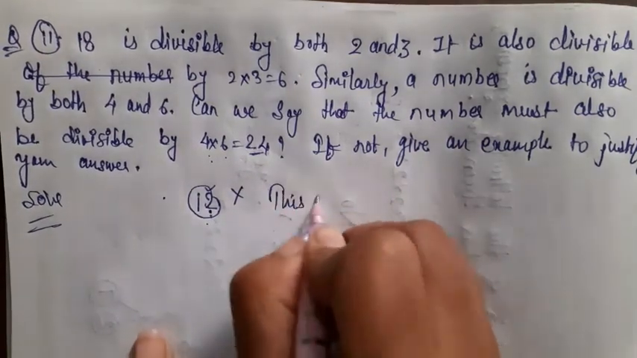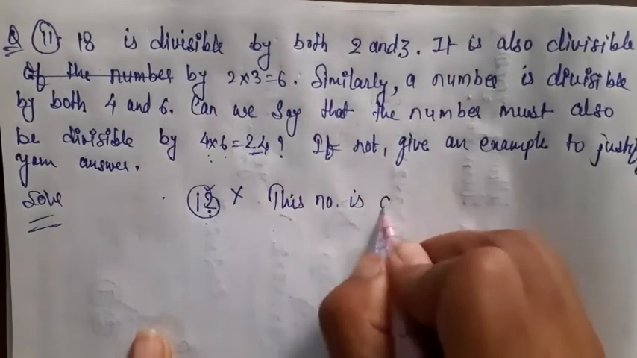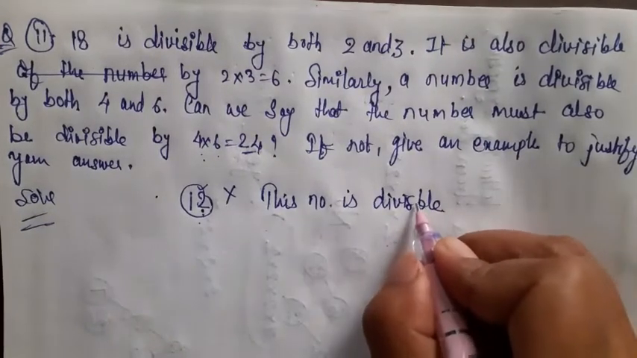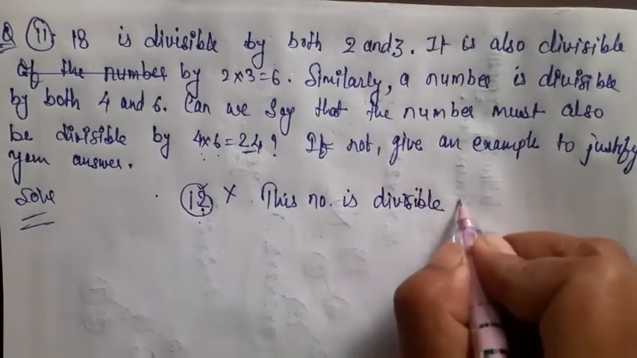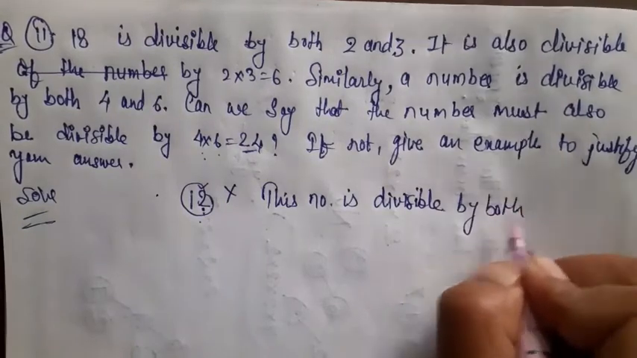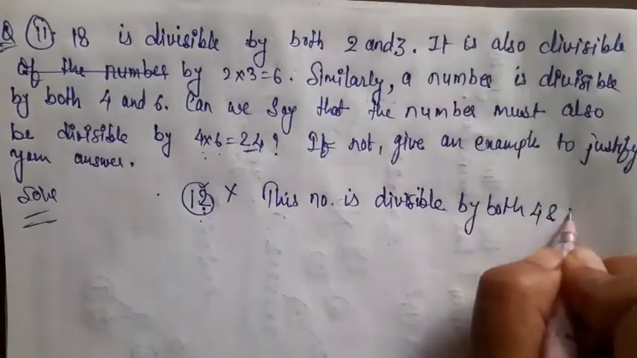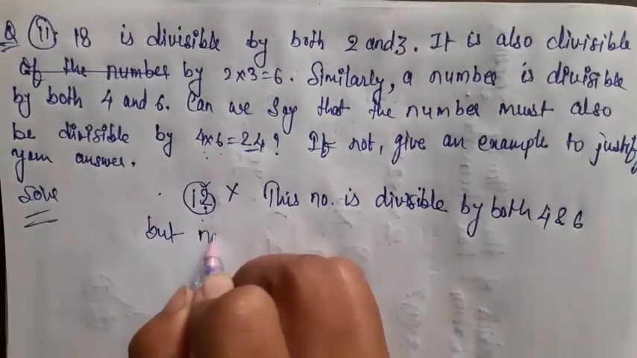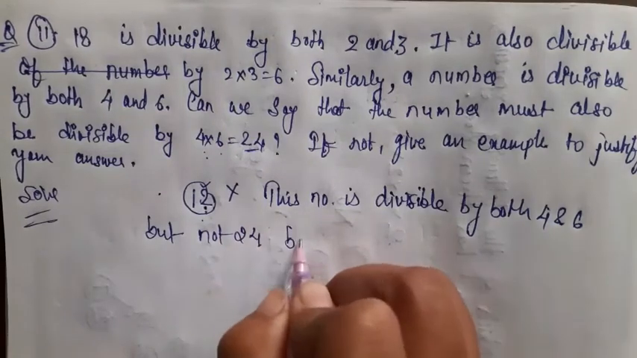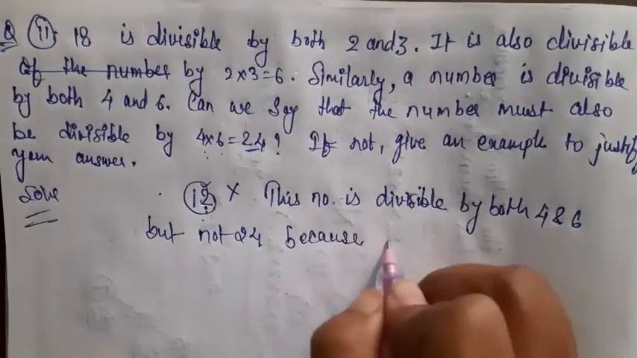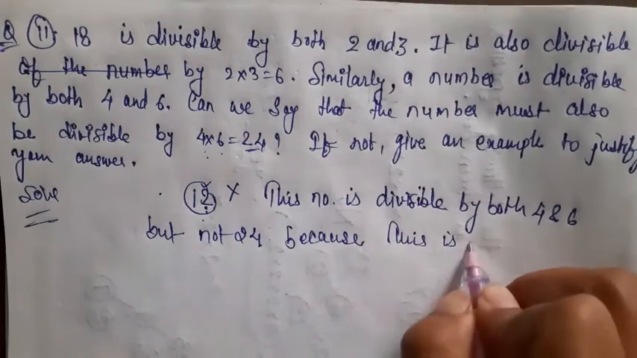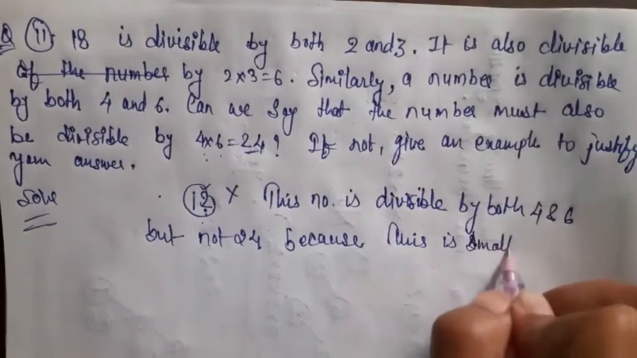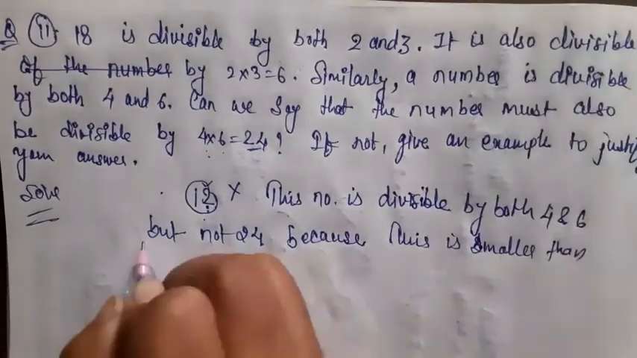So here I write this number is divisible by both 4 and 6 but not 24 because this is smaller than 24.